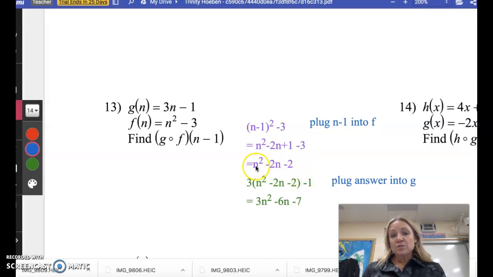So we're going to take the answer from the f function and we're going to plug it into the g function right here where you have the n. So we have 3 times all that stuff, the n squared minus 2n minus 2, minus 1. And then I just distributed that out. 3 times n squared is 3n squared. 3 times negative 2n is negative 6n. And 3 times negative 2 is negative 6, minus 1 more is negative 7.